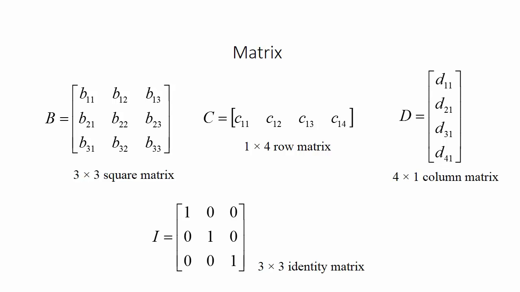And lastly, matrix I is a 3 by 3 identity matrix. Identity matrices are all square matrices. They can be 3 by 3, 4 by 4, 5 by 5, etc. What's special about an identity matrix is that it has elements of ones on its main diagonal and zeros everywhere else.